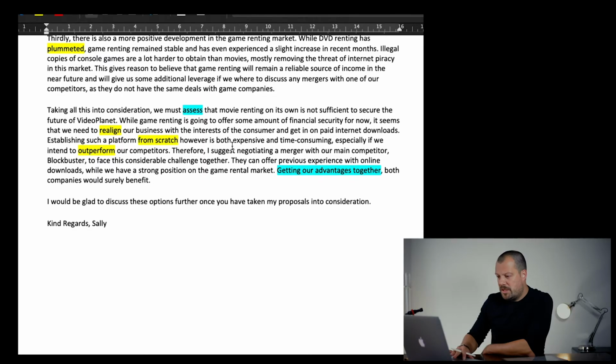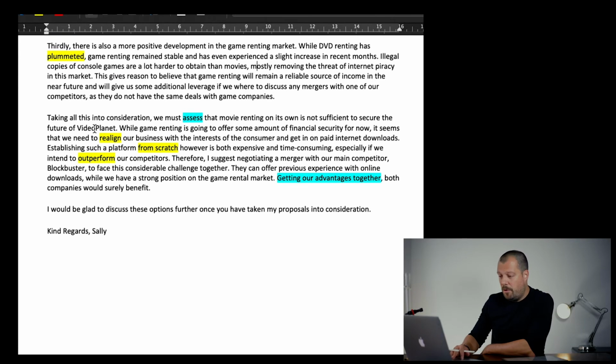A couple of points on the final paragraph. We have some more great vocab here: to realign, to start something from scratch, to outperform our competitors. It's a combination of idiomatic language. To start something from scratch is something you wouldn't necessarily know, but maybe you've heard somebody say it, maybe you've seen it on a TV show. Look it up, start using it. And then realign, outperform. These are business-like verbs which show that you understand your reader is a specialist in the field and make the writing more suitable and effective for the reader.